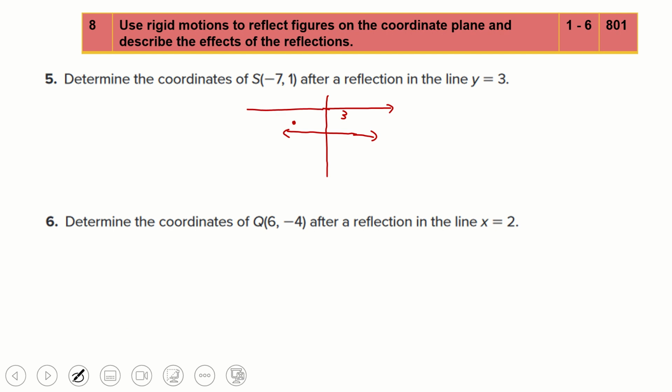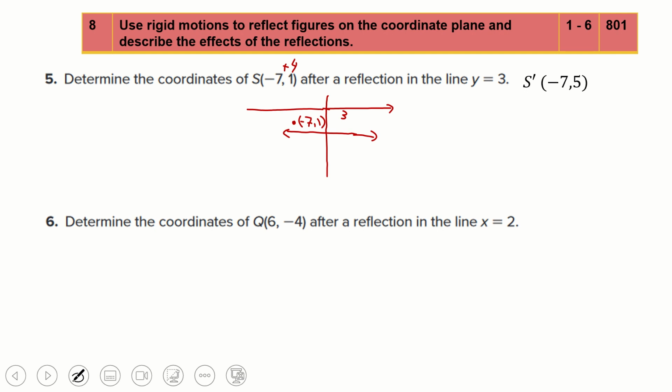So this is again negative 7 and 1. So it's 2 units below the line of reflection. You go 2 units up, so you have just to add 4 here. Why 4? Because 2 units until you reach y equals 3, and you need to go the same distance above. So it's going to be negative 7 and 5.